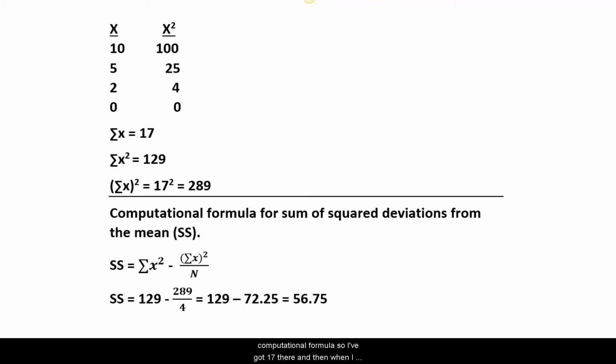So I've got 17 there, and then when I square each of the numbers and then add them up, I get 129. And then when I square 17, I get 289, which you knew off the top of your head. I'm kidding. That's why we have calculators. So the computational formula for the sum of squared deviations from the mean: the sum of squares is sigma x squared minus sigma x in parentheses squared over n. 129 minus 289 over 4, which is kind of a clunky number, equals 129 minus 72.25, 56.75. Okay. Well, that came out pretty easily.